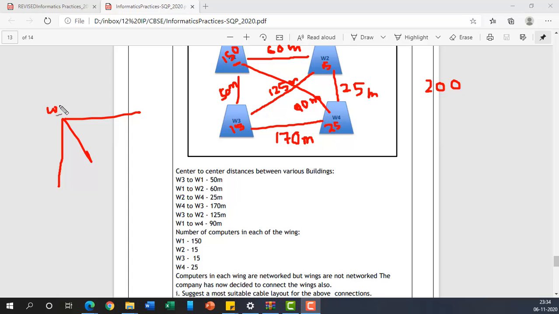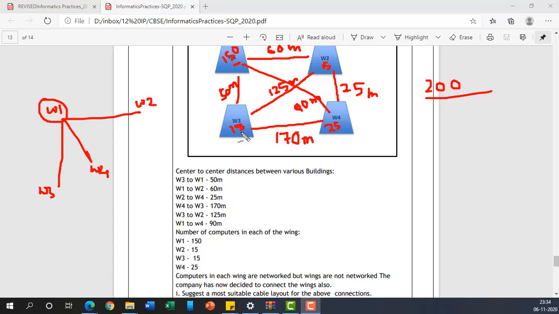Okay, so this is W1 in the center using a star topology, and we have W3, and we have W4, and we have W2 here. Okay, so total cable length is this, and the efficiency of network is still good because we are keeping the most number of computers in the center, and then we are distributing a connection to every other wing.